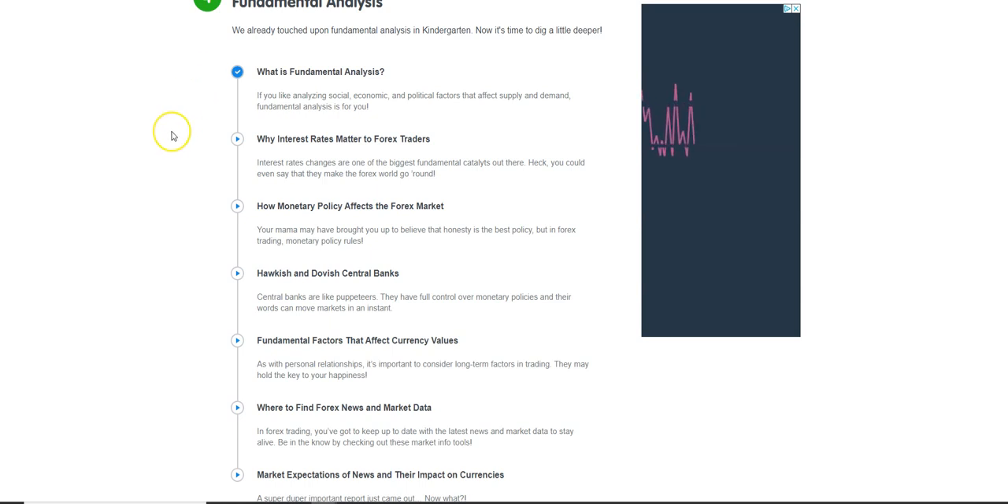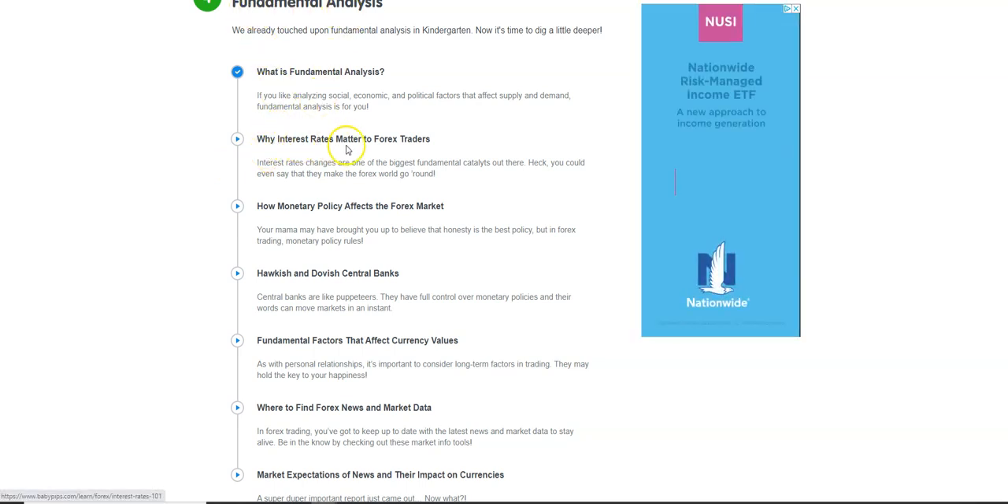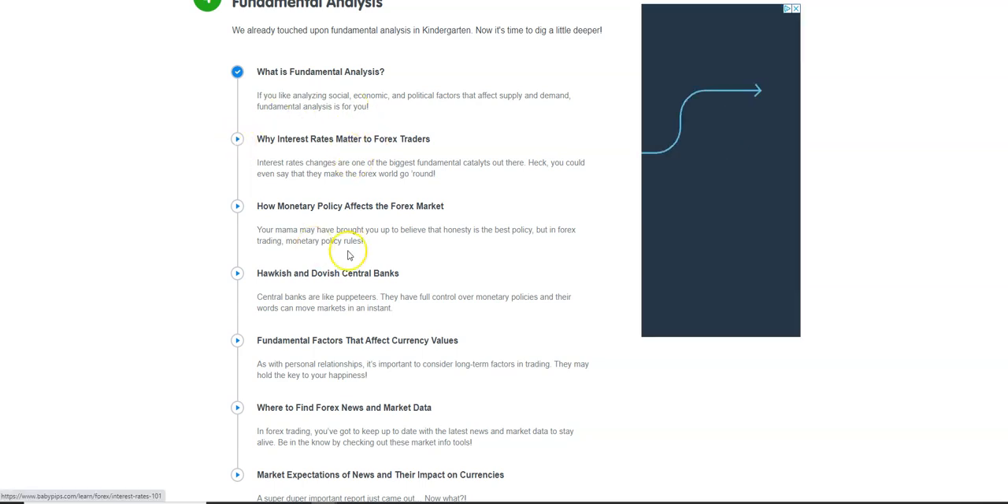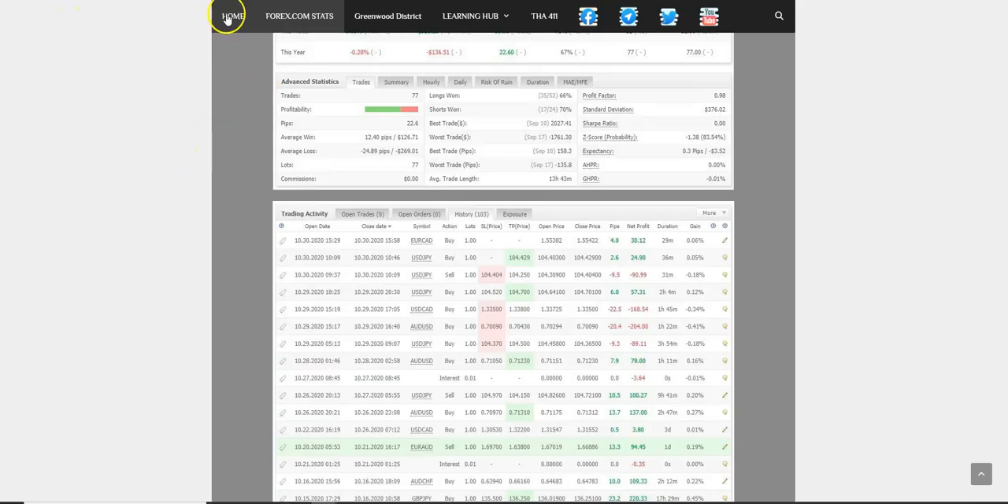All right, so here we are at school Pipsology. This is where I'm at here. I'm in fundamental analysis, why interest rates matter to forex traders. So I'm in grade 12. This is where I'm at, people.